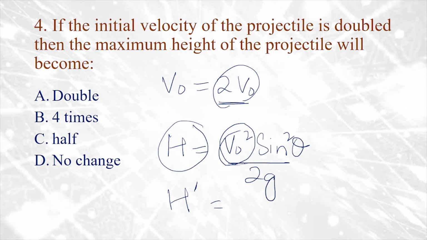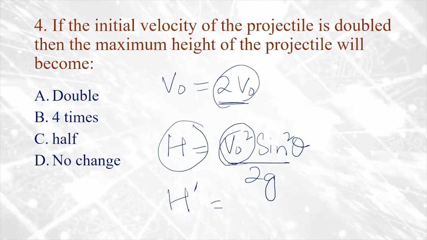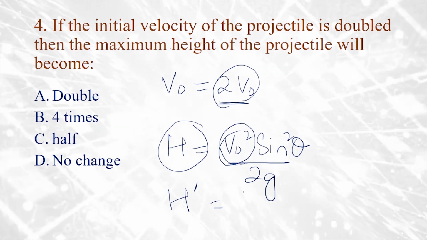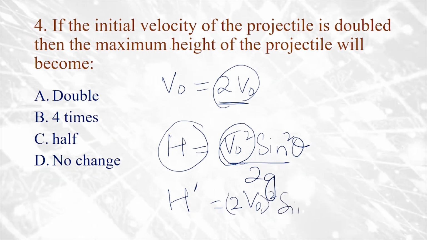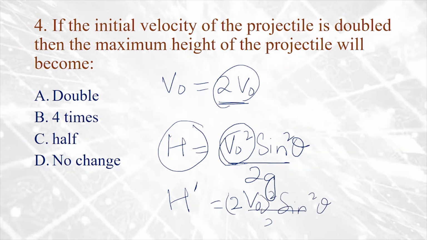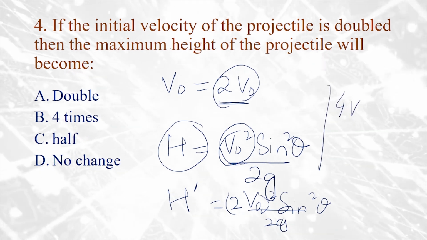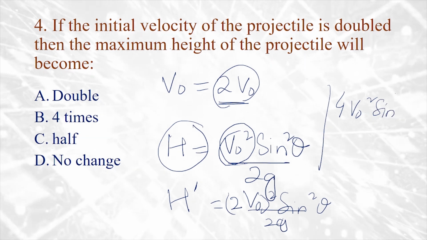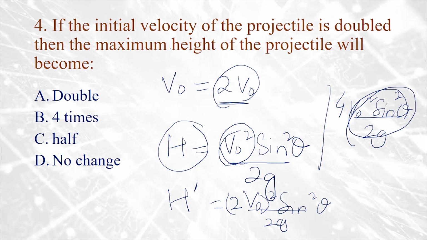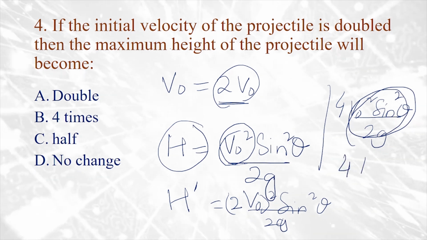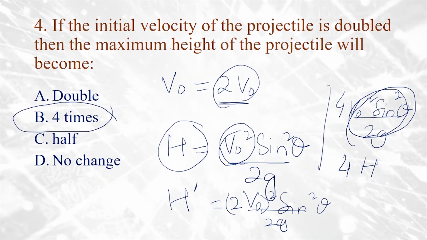So it will become 2 V naught squared sine squared theta upon 2g. If I solve this, 2 squared is 4, so 4 V naught squared sine squared theta upon 2g. And if you can see, this is again the formula of height, so it becomes 4 times h. So it increases 4 times.